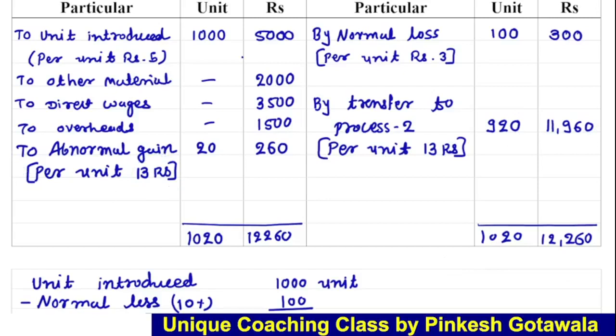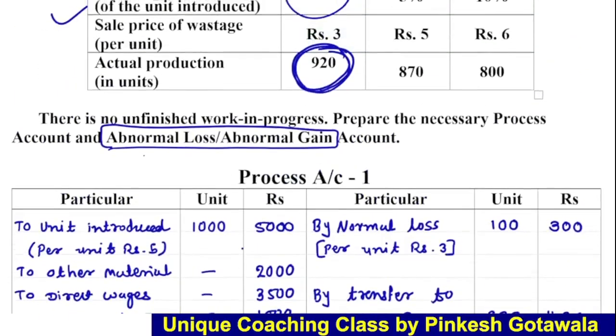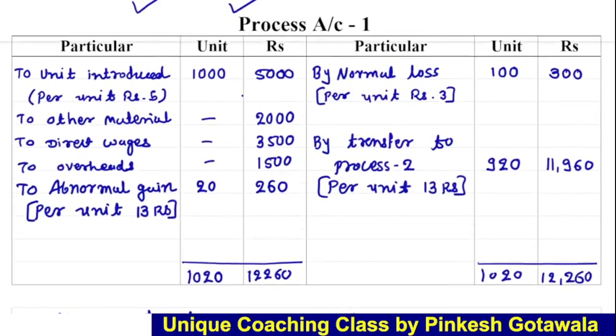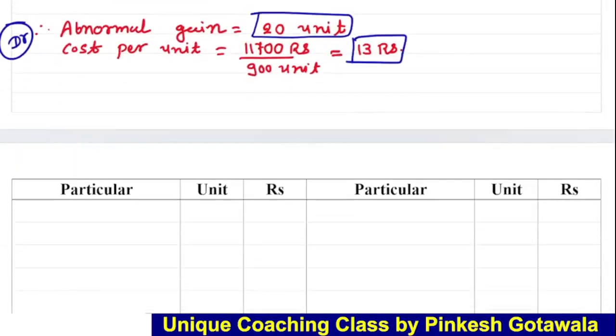So here our process account is over. But the sum is not completed because here we have to prepare not only the process account, we have to prepare the abnormal loss or abnormal gain account. If in a process there is a loss, prepare the loss account, if gain, then the gain account. Whichever is there, we have to prepare its account. In this question there is an abnormal gain in process 1. It means we have to prepare one more account, that is abnormal gain.